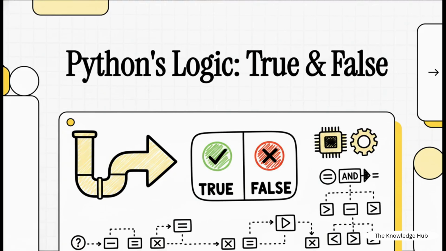Have you ever stopped to think about how a program actually, well, thinks? I mean, at its heart, every single complex decision it makes just comes down to a simple yes or no. Today, we're going to crack that code. We're diving into the absolute fundamentals of Python's logic, true and false. Let's get right into it.